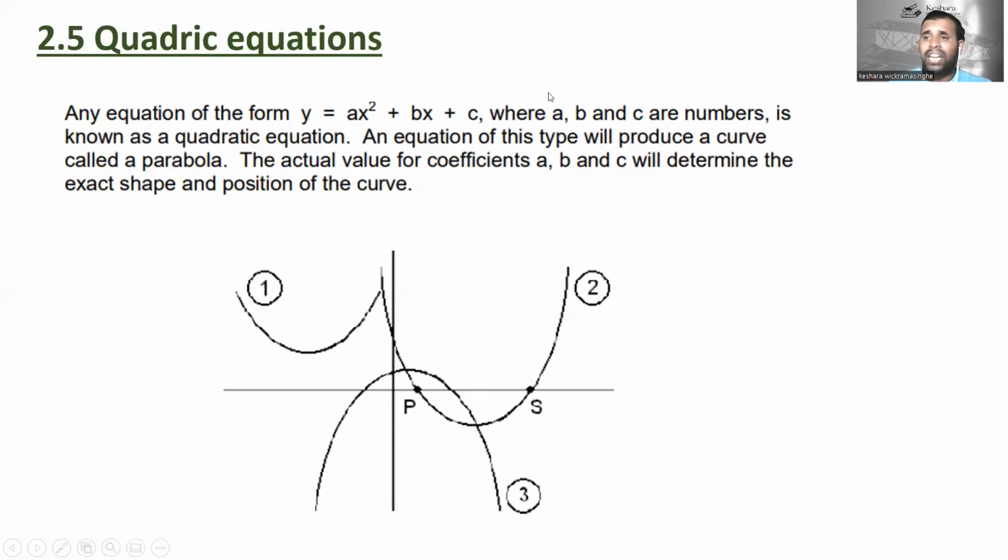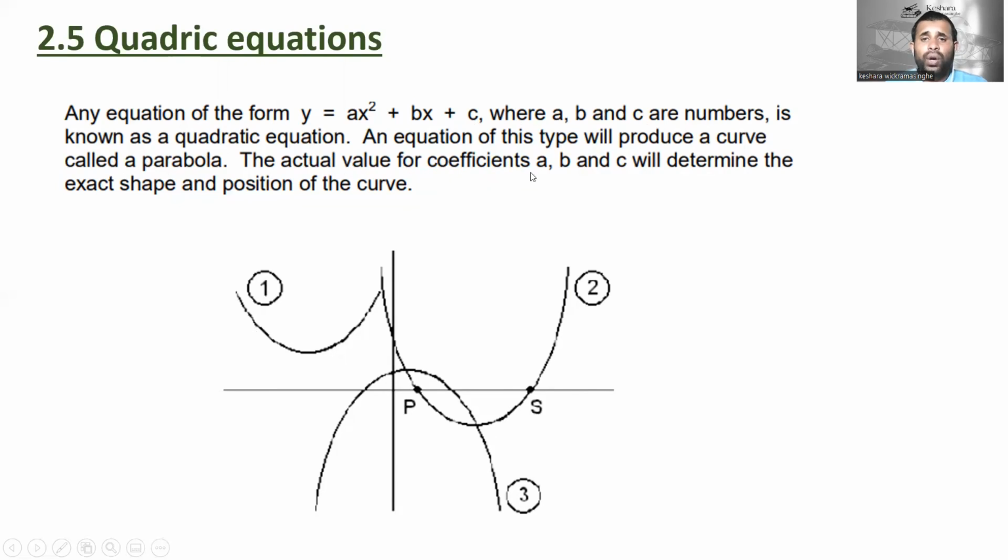So now let's go to the quadratic equations. Any equation of the form y equal ax squared plus bx plus c, where a, b, and c are numbers, is known as a quadratic equation, right? Remember this one. An equation of this type will produce a curve called a parabola. These are called parabolas.